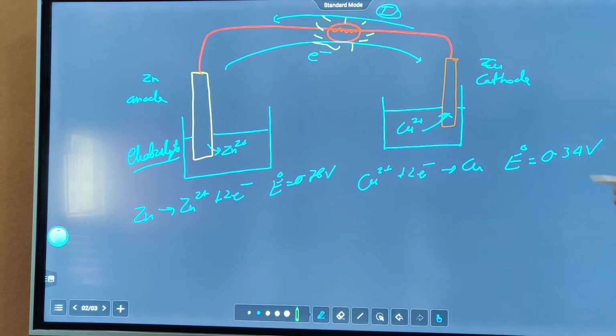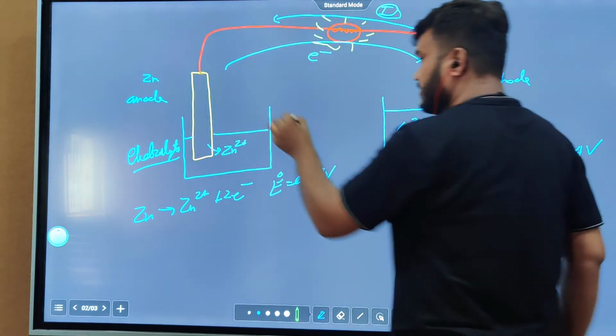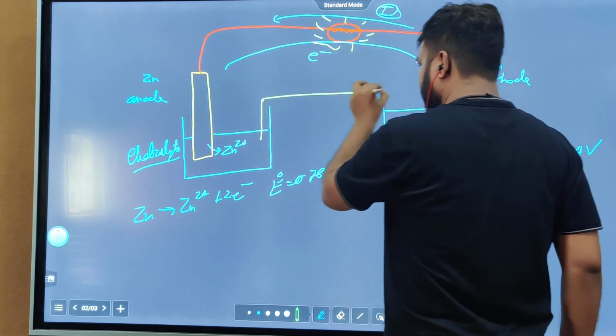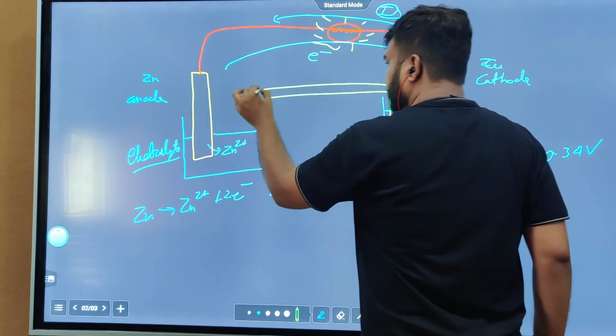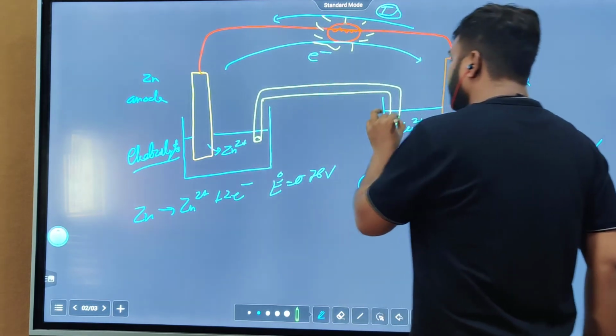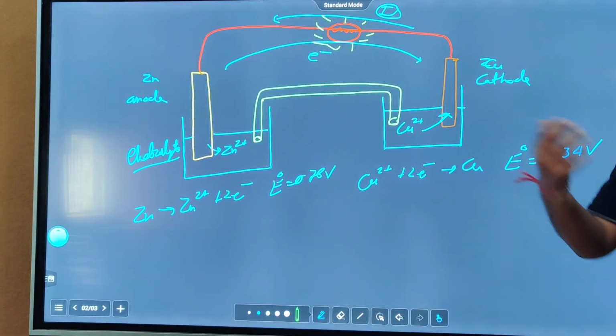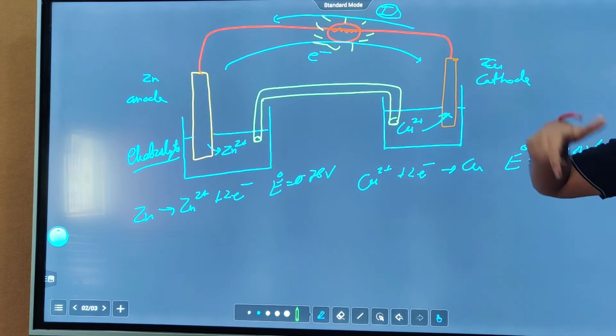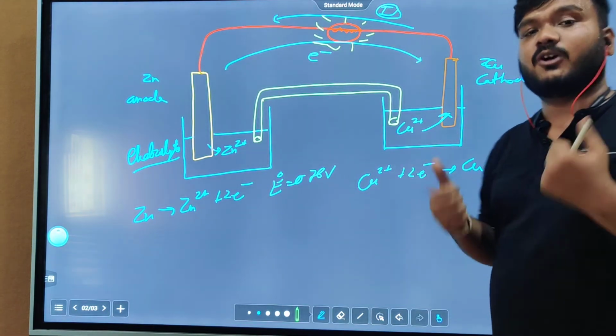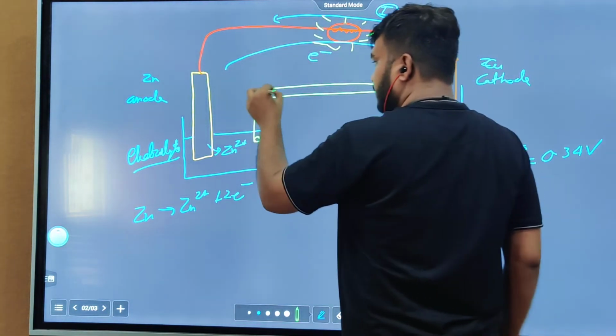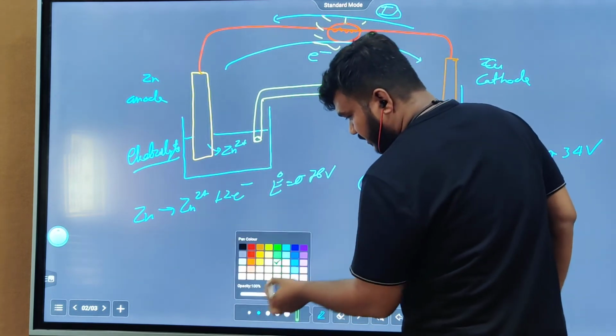So there is a third component to the cell that is called the salt bridge. Salt bridge is an inverted U tube, not the U tube that we watch on the internet. It is an inverted U-shaped tube filled with salt. Okay. So let us see salt.